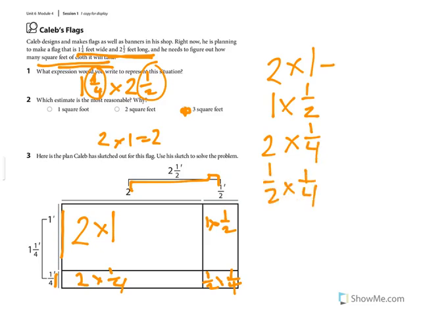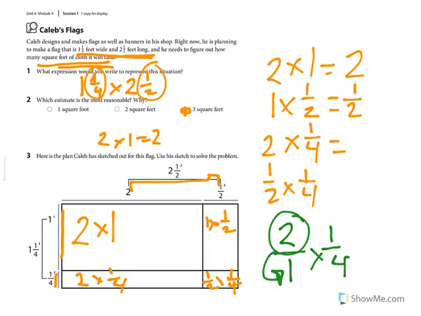Okay, so let's start with the easy one. 2 times 1 is 2. 1 times 1/2, anything times 1 is itself, so it has to be 1/2. 2 times 1/4. How do I solve this one? If we remember, we can think of this as 2 over 1 times 1/4, because every whole number is over an imaginary set of ones, right? Always they are. That's what it means to be a whole number. And then I just multiply straight across, so I get 2/4. Okay, so I'm going to place my answer 2/4 here.